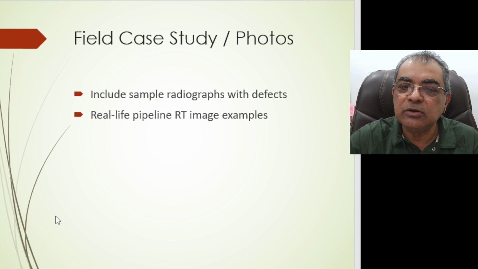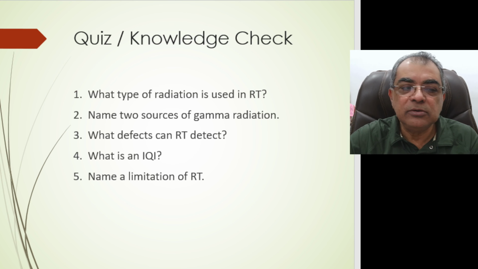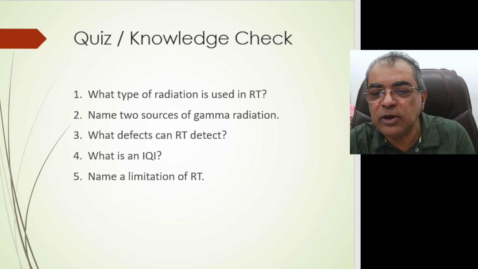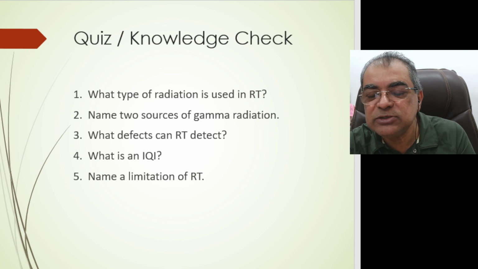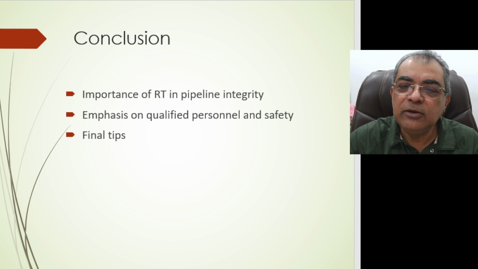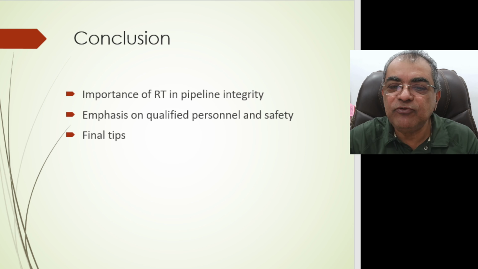It has a limitation. Field cases we will discuss in some other slide. So what have we learned so far? What type of radiation is used in RT: gamma and X-ray. Name two sources of gamma radiation. What effects can RT detect, that I have told you. What is an IQI. Name a limitation. So we have seen the importance of RT in pipeline integrity, with emphasis on qualified safety personnel.